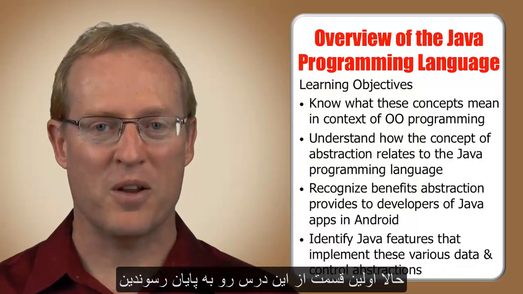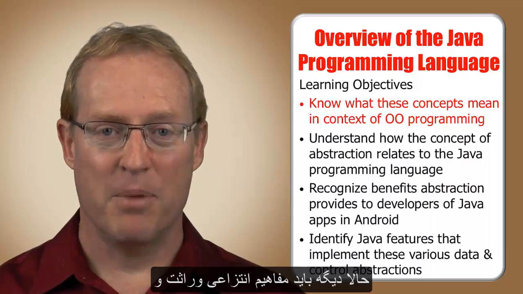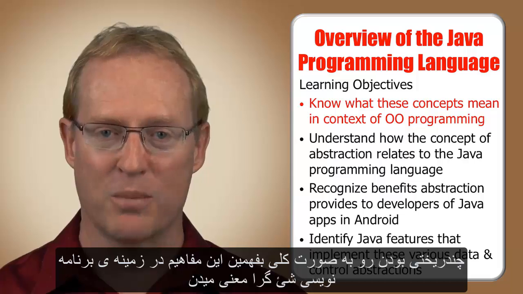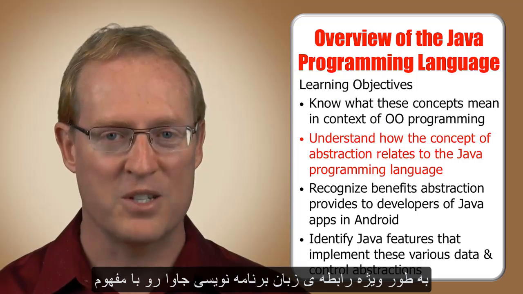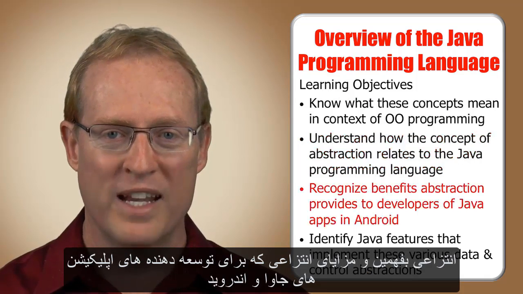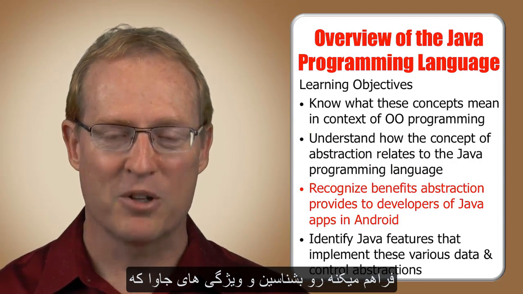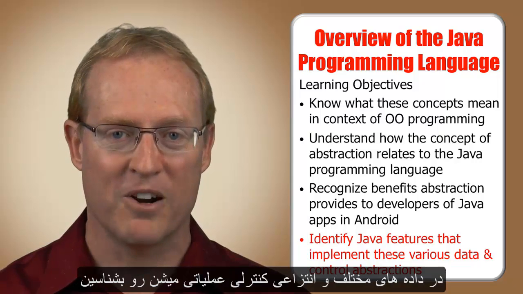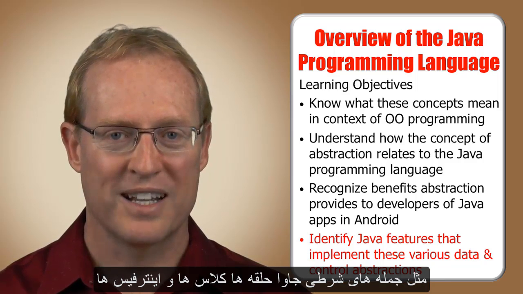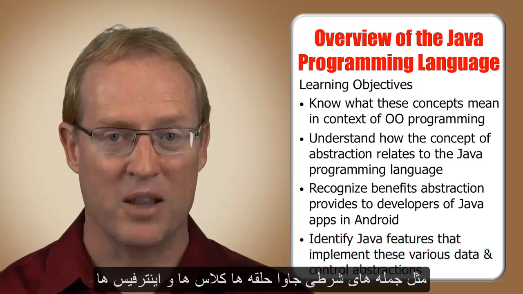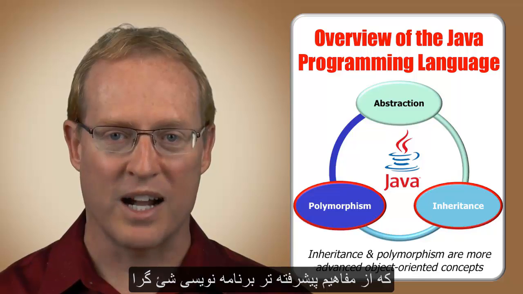Now that you've completed the first part of this lesson, you should know what the concepts abstraction, inheritance, and polymorphism generally mean in the context of object-oriented programming, understand specifically how the concept of abstraction relates to the Java programming language, recognize the benefits abstraction provides developers of Java apps in Android, and be able to identify Java features that implement various data and control abstractions, such as Java's conditional statements, loops, classes, and interfaces. The next part of this lesson provides further coverage of inheritance and polymorphism, which are more advanced object-oriented concepts supported by Java.